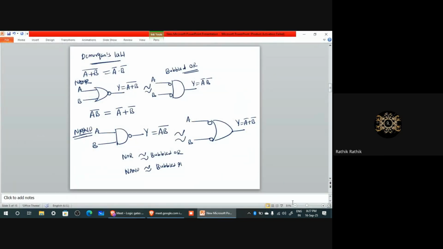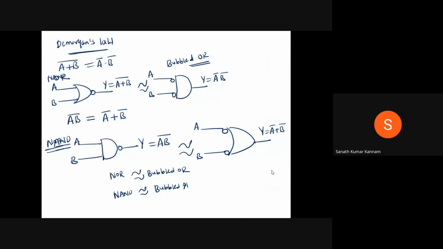Okay. See here. So NAND gate is equal to bubbled OR, and NOR gate is equal to bubbled AND. Is this fine? Shall I move forward? Waiting for your response.